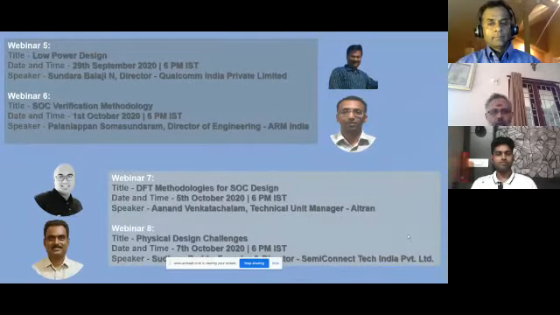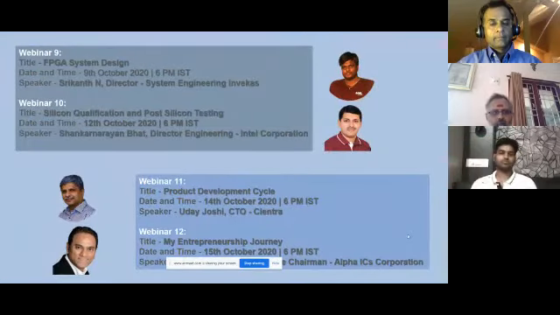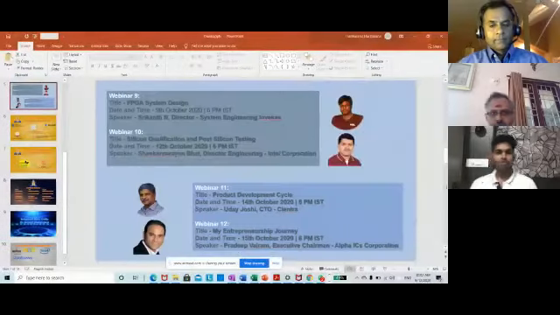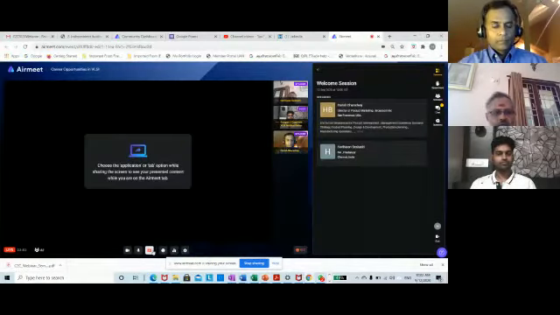We have people from Qualcomm, ARM India Private Limited, Altran, Semiconnect India Technologies, and Invecas. We have one of the leaders coming from Intel, and one of the CTOs from Saintra is going to address us. And finally, the last session is from one of the keynote speakers, the executive chairman of Alpha IC Incorporated. So this is the agenda for the next month, and I'll let Harish share his presentation. With that, I want to introduce Harish.